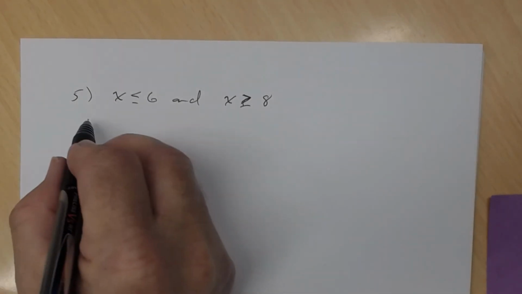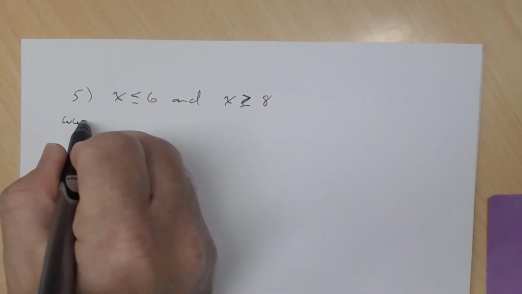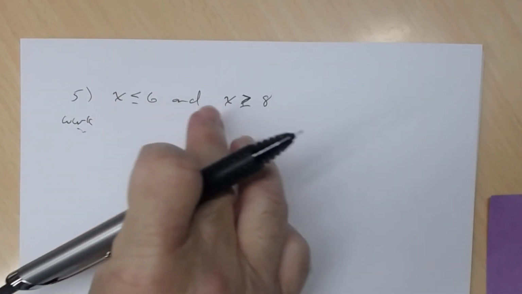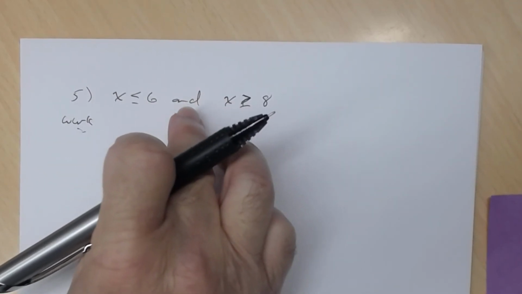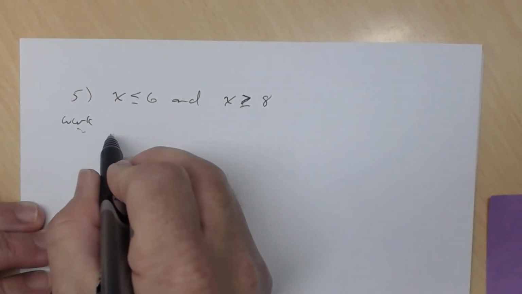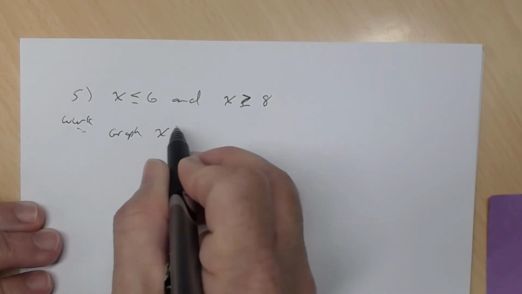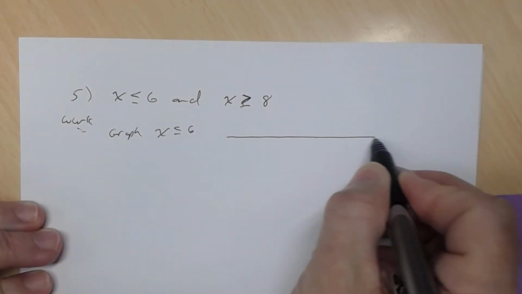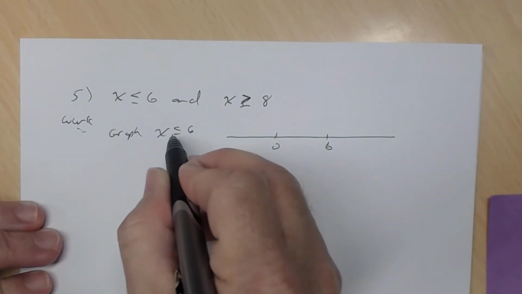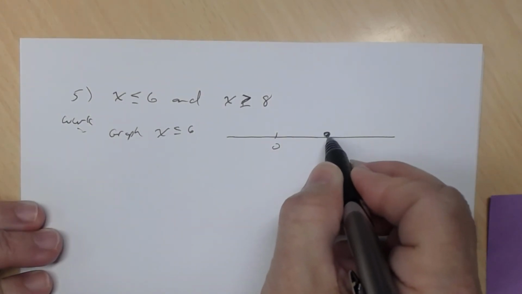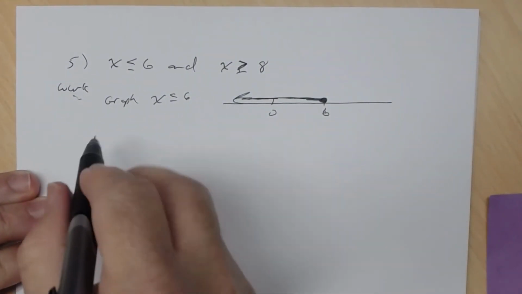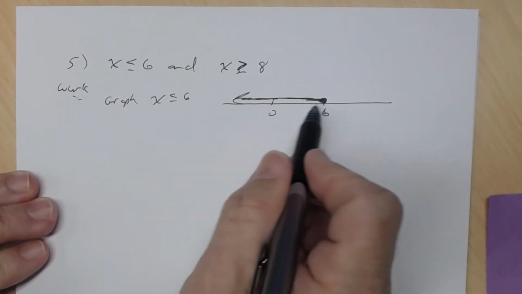All right, so let's do the work. Remember, to find the solution to this compound inequality, you're going to graph each of these individually, and then, since it's an "and" statement, you're going to look for where the two graphs intersect, where they overlap. So let's graph the first one. x is less than or equal to 6. So this is 0, and this is 6. Since 6 is a solution to this inequality, you can put a closed circle and shade all the real numbers less than that.